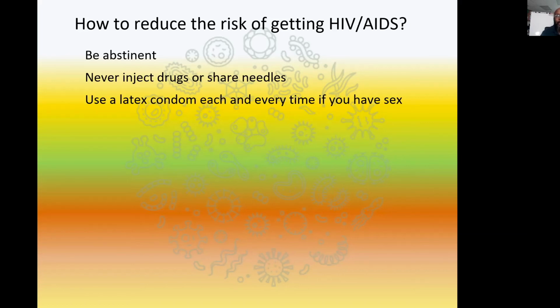Do not use animal skin condoms. Animal skin condoms do exist. They're more of a novelty thing, but they do not protect against HIV.